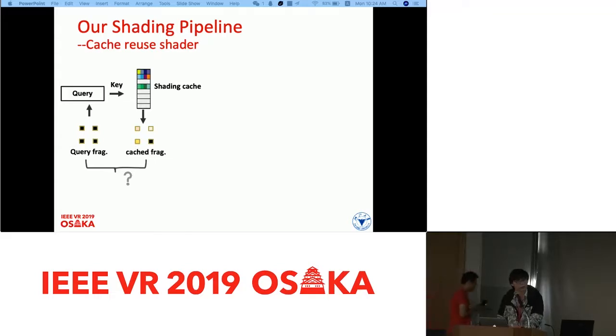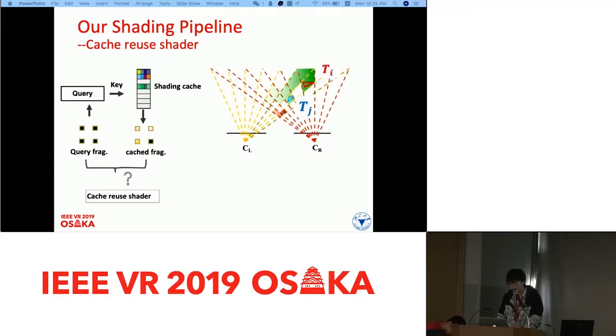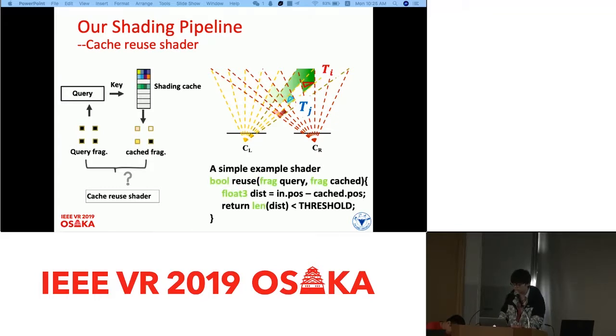Whenever a shading query succeeds with a cached coarse fragment returned, we need to determine whether the queried coarse fragment should be reused or not. We decide to use a cheap cache reuse shader to do this job. Users can write simple code to control how to reuse. For example, triangle I and triangle J have different positions, but the general key can be the same. So we write a simple shader to check whether the difference of the position between the query fragment and the cached fragment is small enough to reuse.